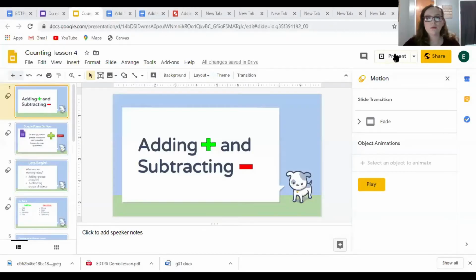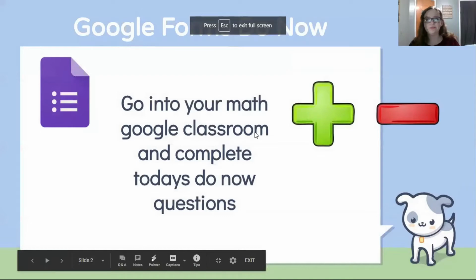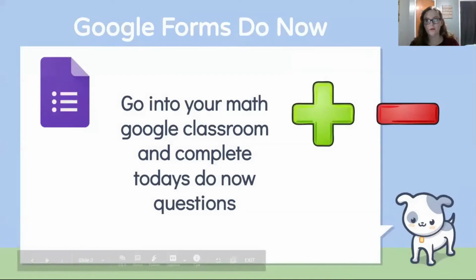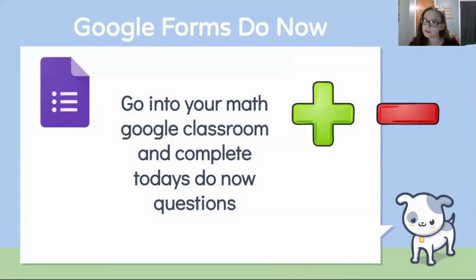So we're going to start off with our addition and subtraction. So we're going to start off with the do now. Today's do now is going to be found in your Google Classroom Math section. It's going to be a Google Forms, and it's a short 2 questions for your do now, and once you're done completing it, just please sit patiently for everyone else to finish.